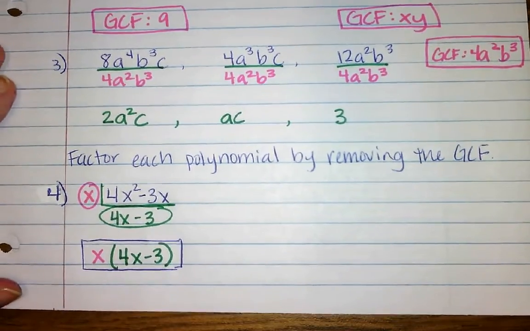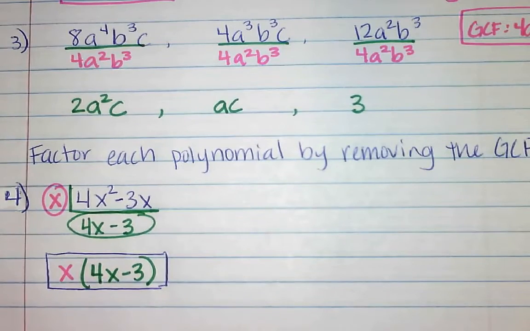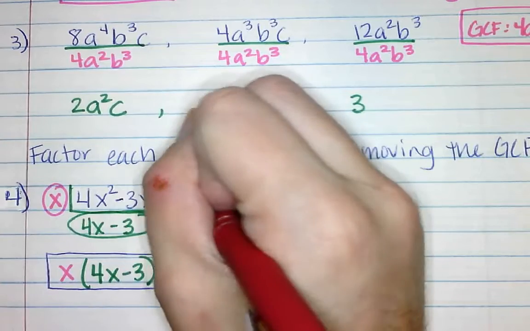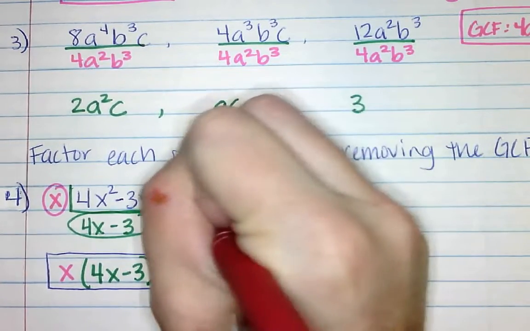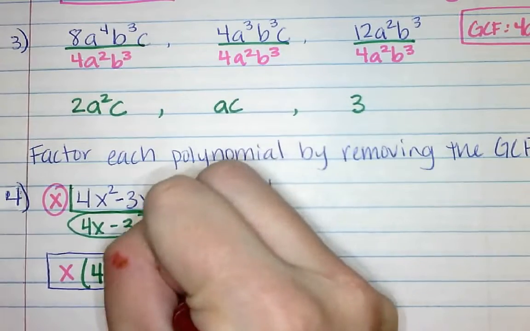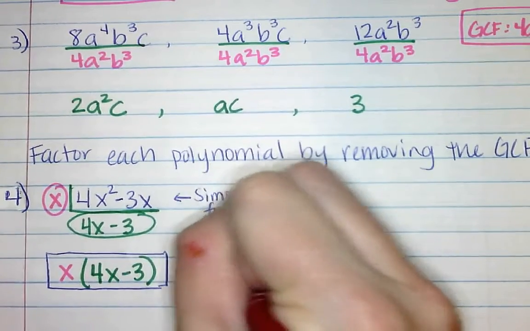So guys, this is important. This right here is the simplified form. Okay? This guy right here is your factored form.